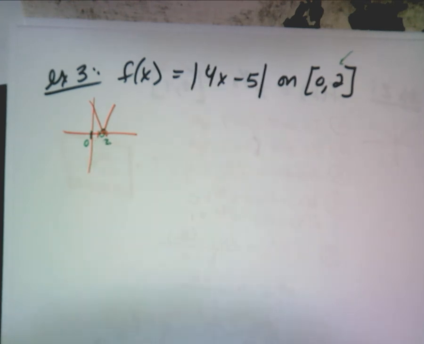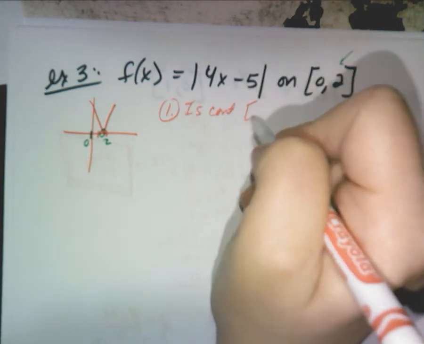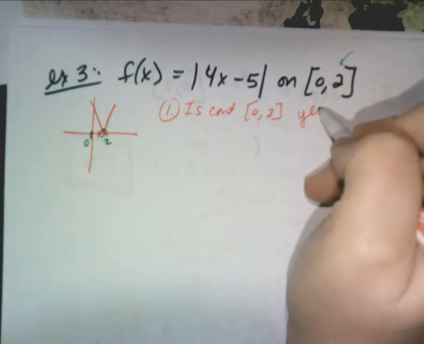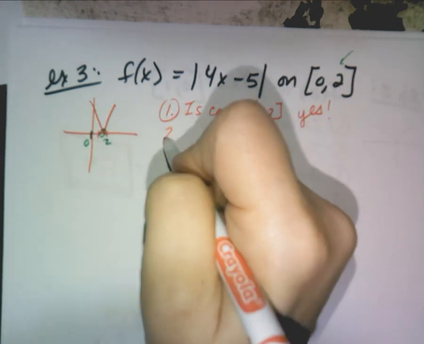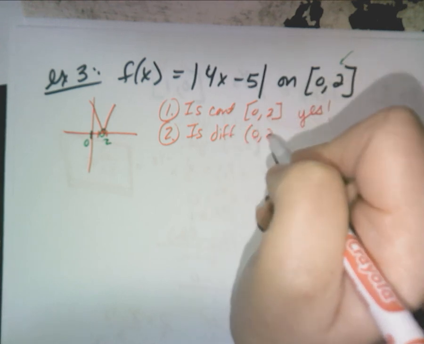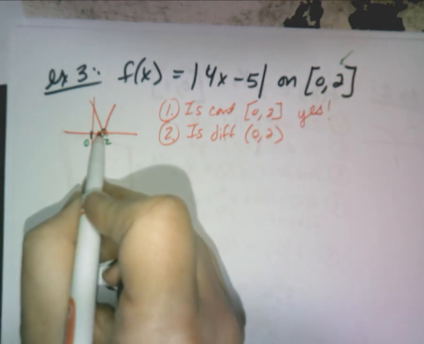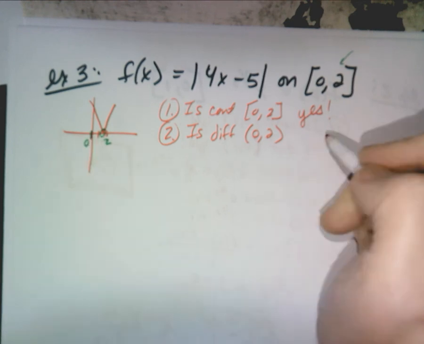So, let's go through the process here. Number 1, is it continuous on the closed interval? Oh yeah, it's continuous. I can trace it very easily. But number 2, is it differentiable on the open interval 0 to 2? No. That right there is a problem within my interval.